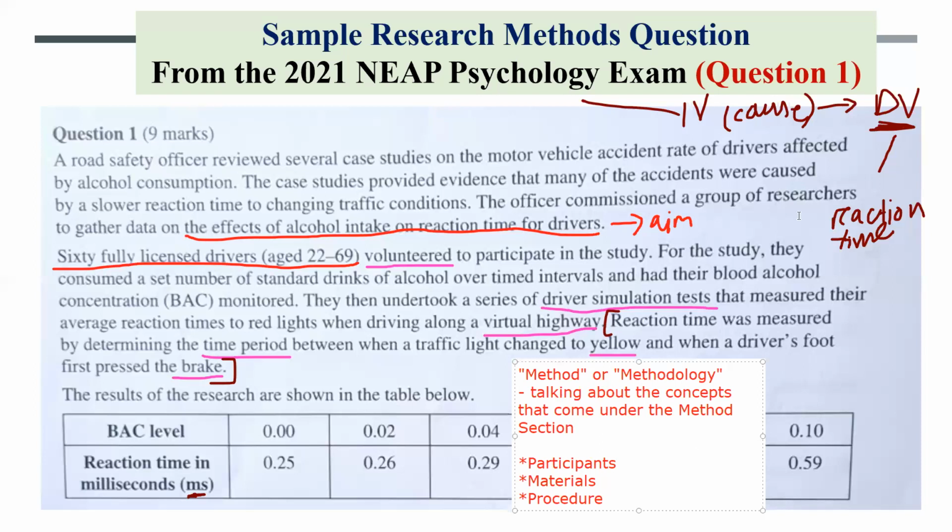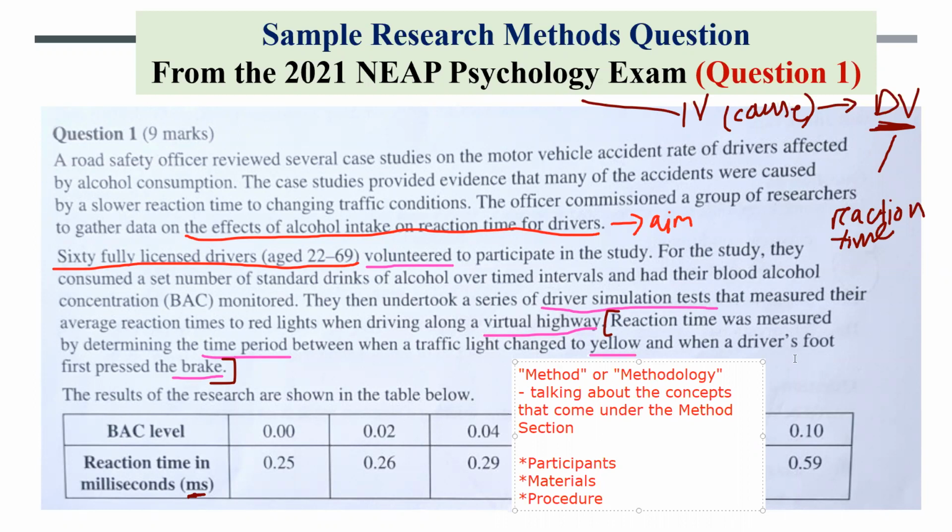And you're always going to be given that information in order to write that up. Even if you're not given that information, you can easily make that up. You know what is to be included under a participant section. You know what's to be included under materials, and you know what a procedure is. It's just a step-by-step rundown of how the study was conducted. So just remember, methodology equals you talking about the participants, materials, and procedure.